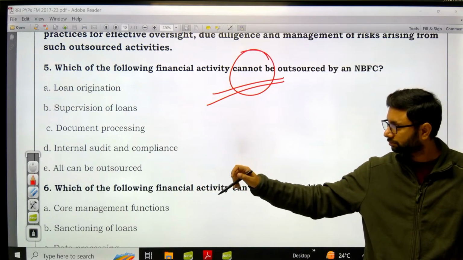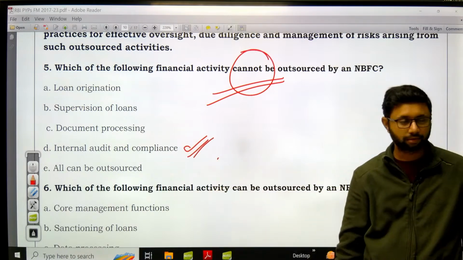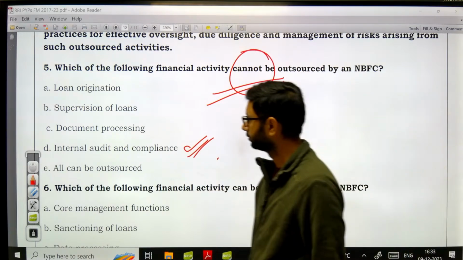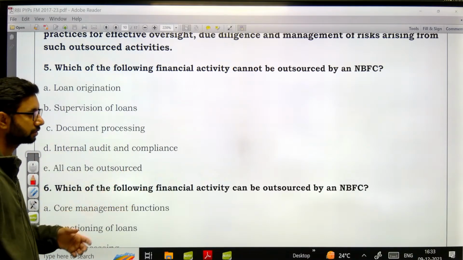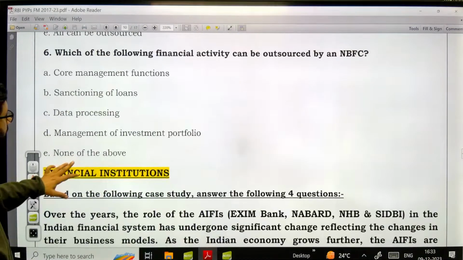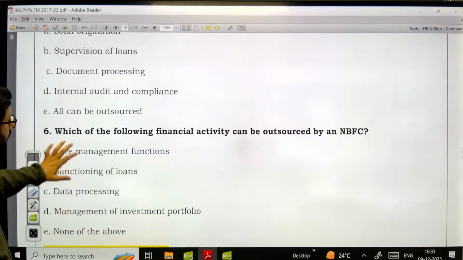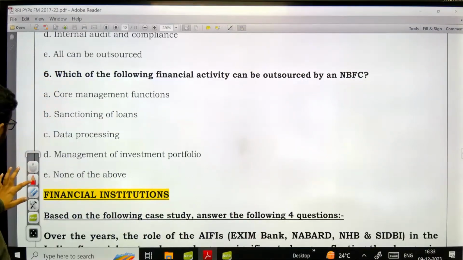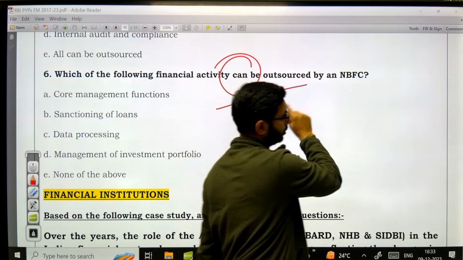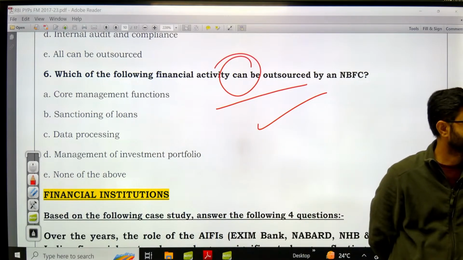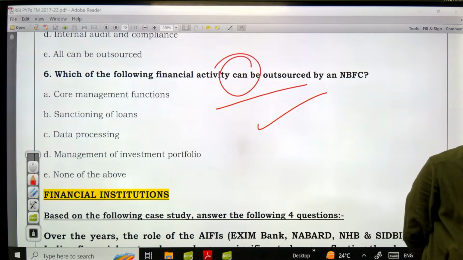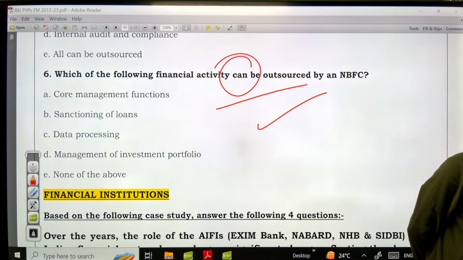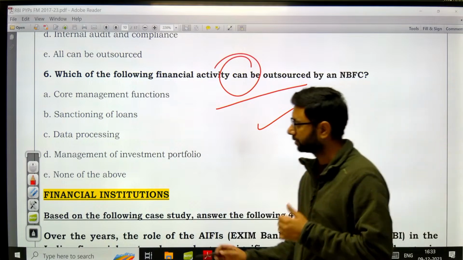What do you think? It's the correct answer. Internal audit and compliance. Because you can't outsource your compliance now. You have to do the compliance. Which of the following financial activity can be outsourced by an NBFC? Yes, data processing is the correct answer.